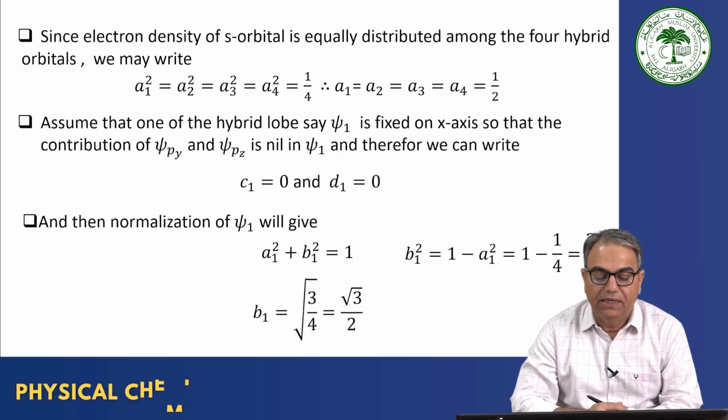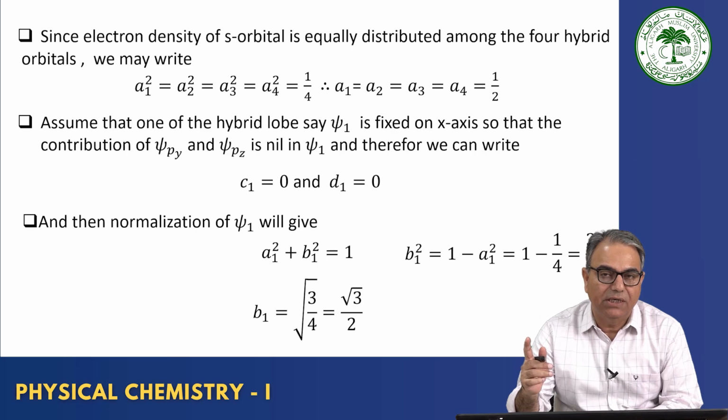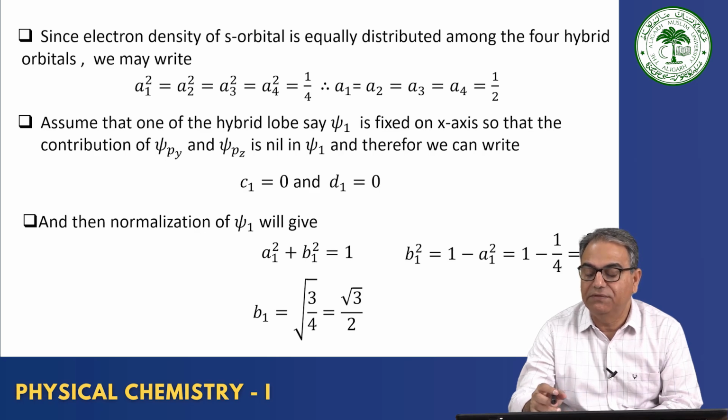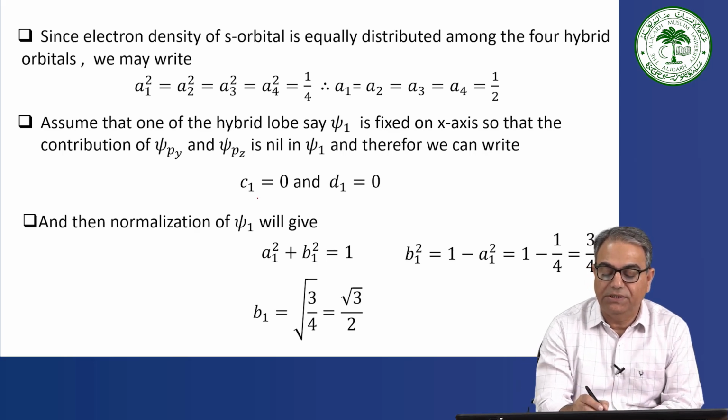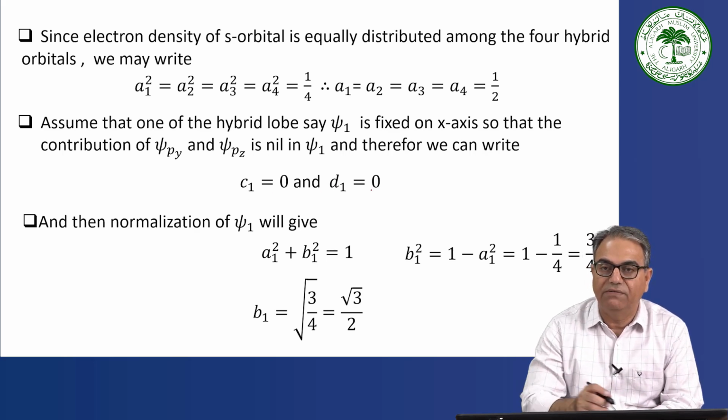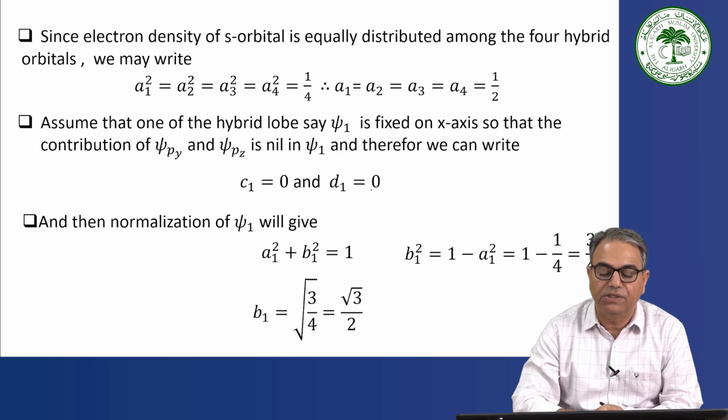Now what you say is that, remember, in sp2 hybridization I said that one of the lobes is along the x-axis. Here what we say is that one of the hybrid lobes, say psi 1, is fixed on the x-axis. Okay, here also I am saying the same thing. So now if it is on the x-axis, then what will happen? Py and Pz will not contribute, and so C1 will become 0 and D1 will become 0. So two more coefficients you know.